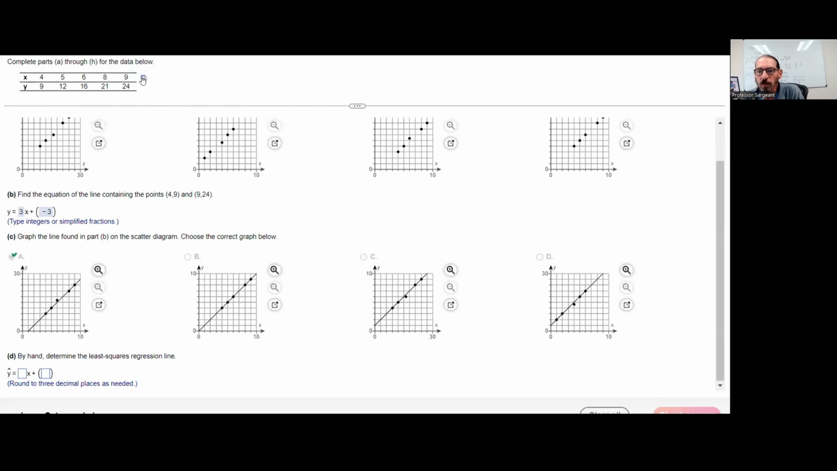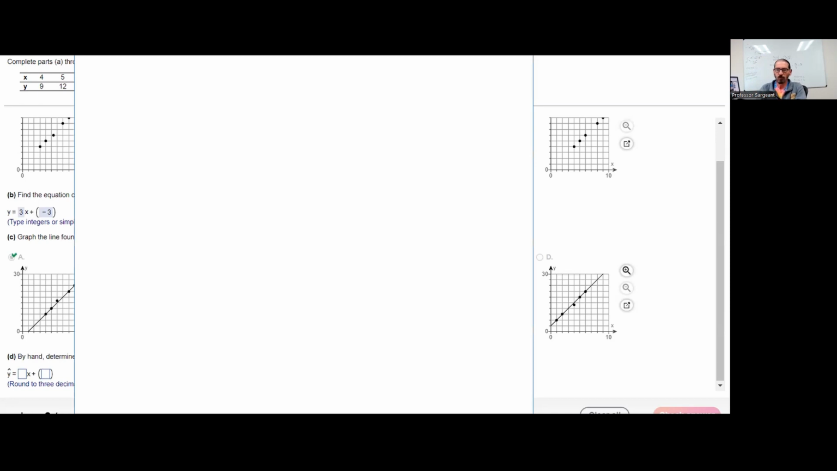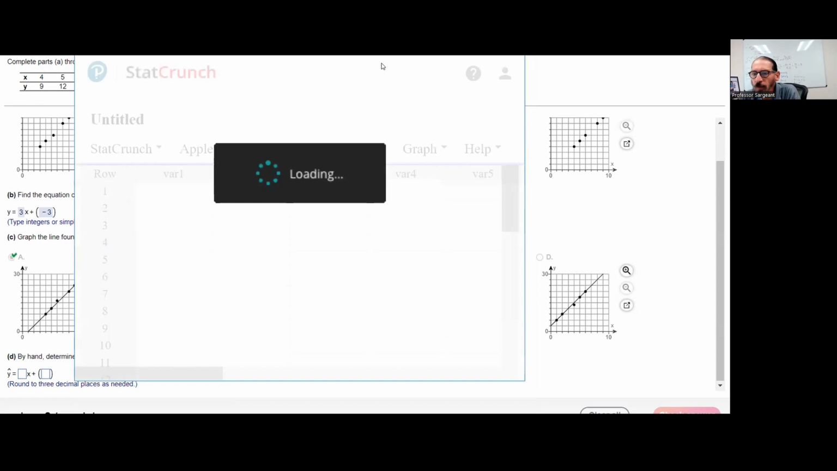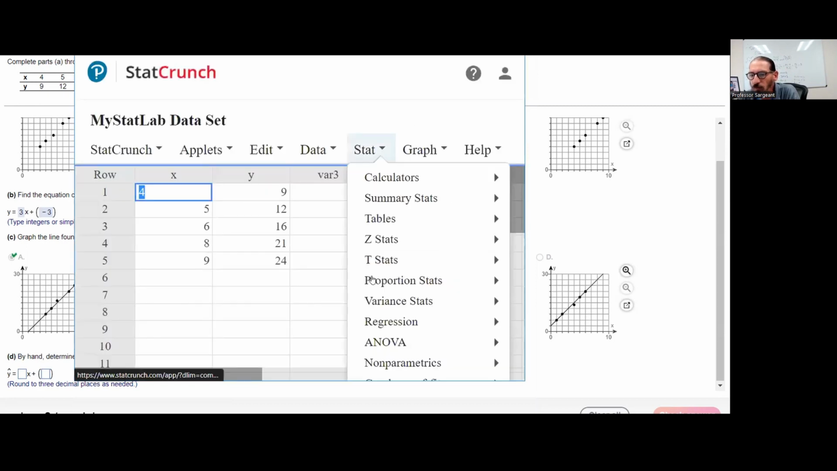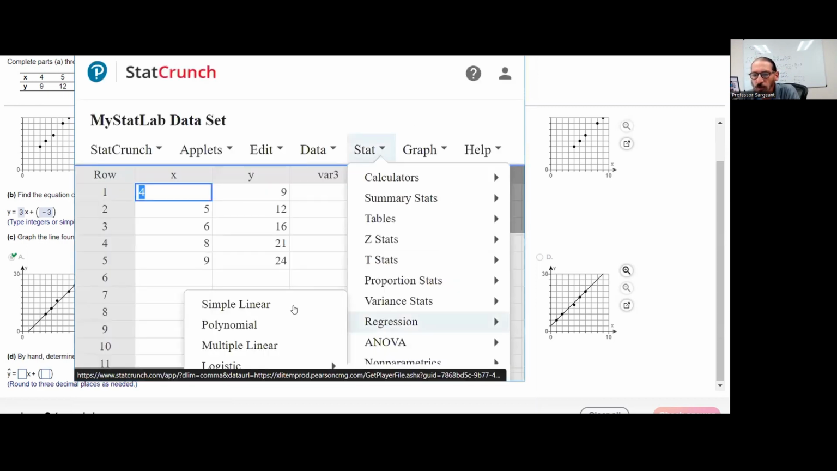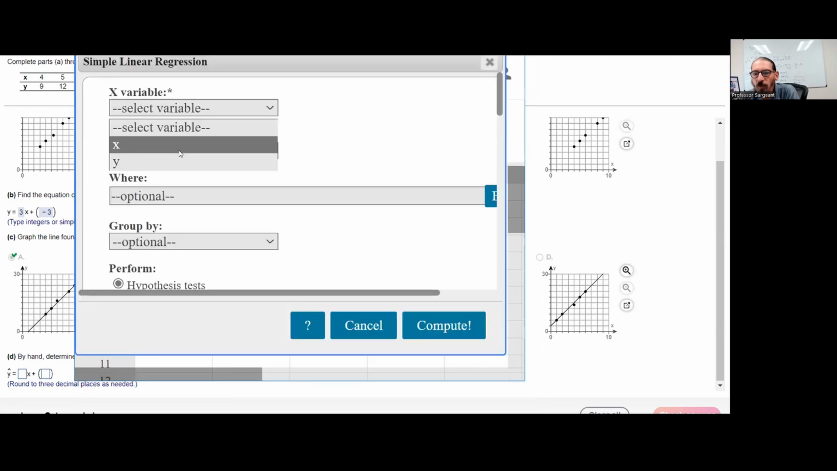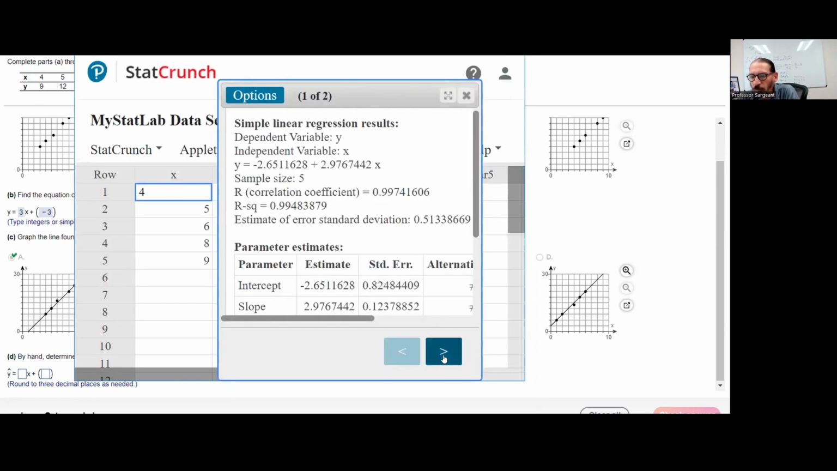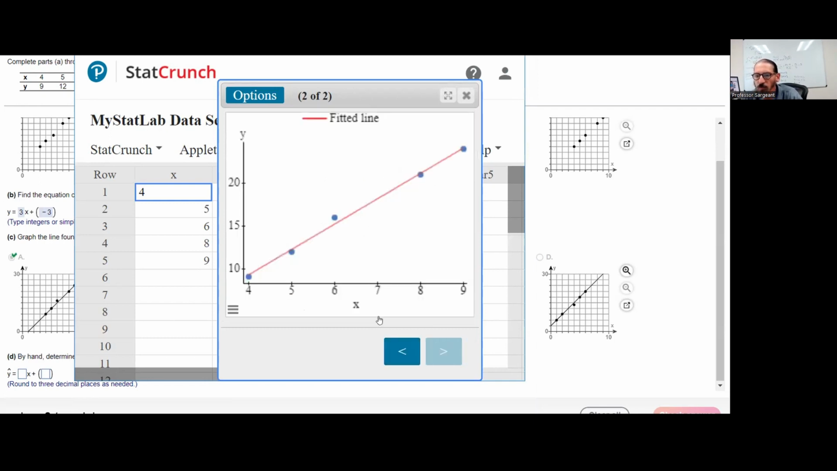Now it says by hand. Let's just go ahead and let StatCrunch do that for us. Find out the equation of the regression line, and we would go to Stat, Regression, Simple Linear. They've already labeled where the x and y variables are. Compute. And for that first part, we could have just pressed that right arrow to see the scatter plot. We're also seeing the regression equation line's graph.